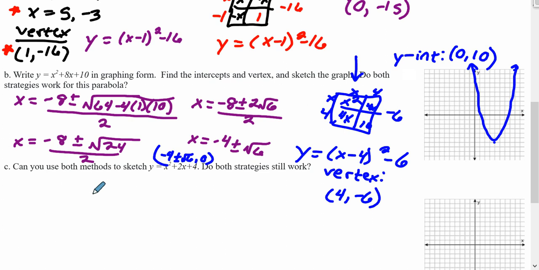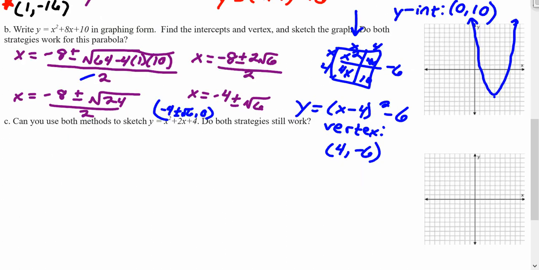Okay, now for C. Take a moment and determine if both strategies work to graph this one, y equals x squared plus 2x plus 4. As you start to try to figure out your x-intercepts for this one, there are none. There are no x-intercepts for this because the vertex is above your x-axis. So for this one, I can still use the process, but I'm not going to find any x-intercepts.